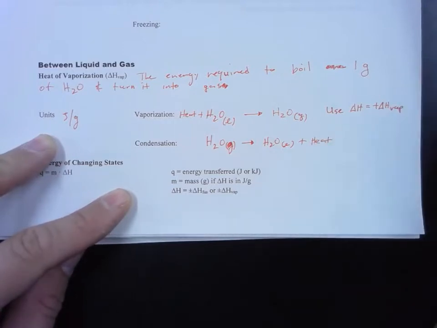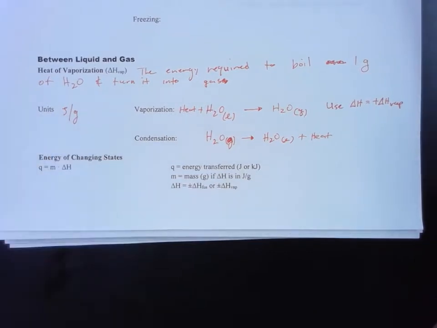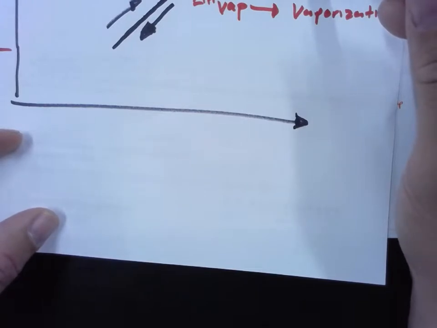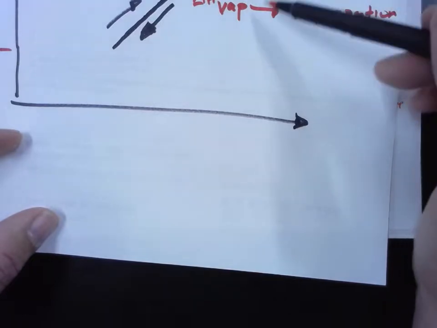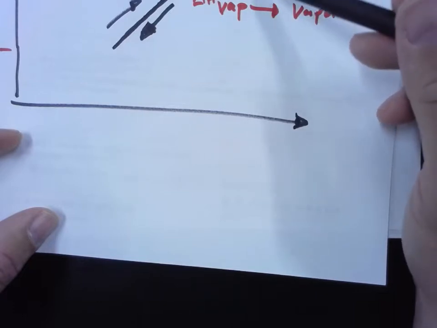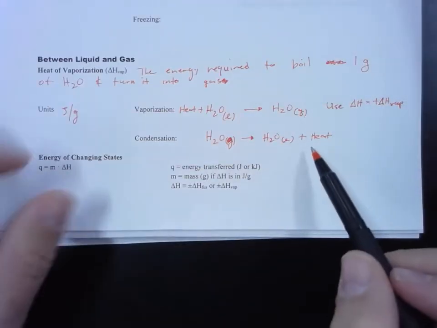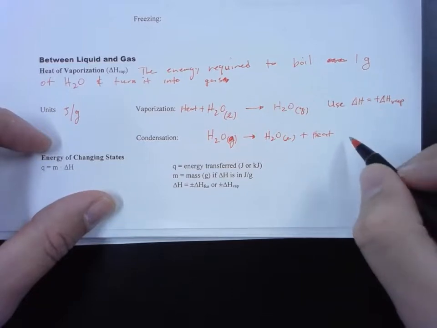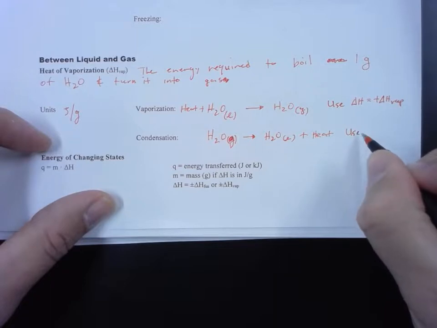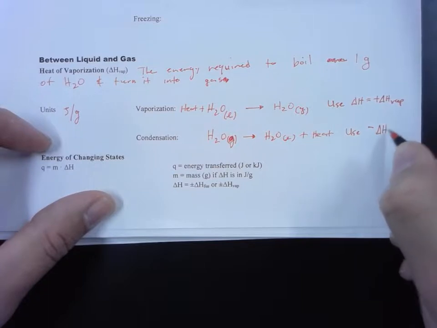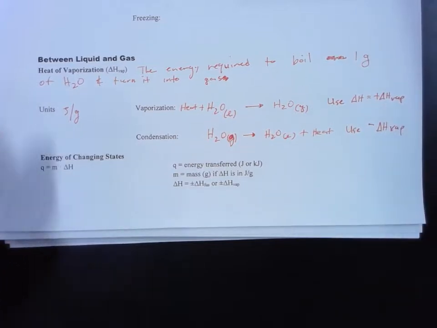Okay? And if you have trouble remembering, you can follow this thing back there. So if you're going from steam or water vapor into liquid, you're going to lose energy, right? If you're losing energy, that's condensation. You can put that over here like such. So what delta H do we use? Because we're losing energy, we're going to use a negative delta H. So use the negative delta H of vaporization.